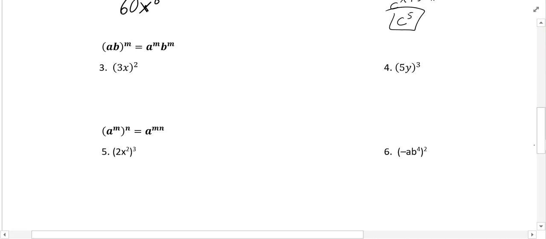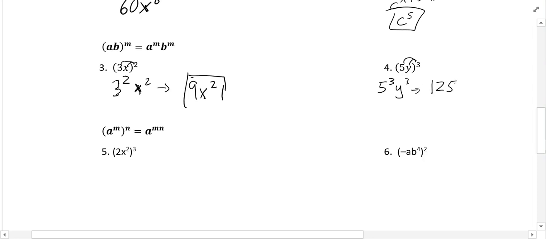All right, so now the next rule. Whenever you have a power, you have to distribute to everything inside of the parentheses. So here, this is going to become 3 squared x squared. And then when you simplify, you're going to get 9x squared. All right, the next one here, again, we have to distribute the 3 to both of these. So we're going to get 5 cubed y cubed. And then we simplify. 5 cubed is going to give us 125 y to the 3rd.